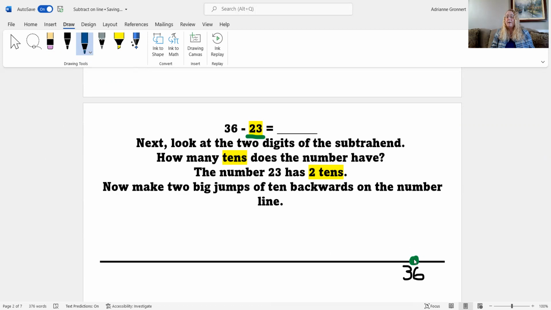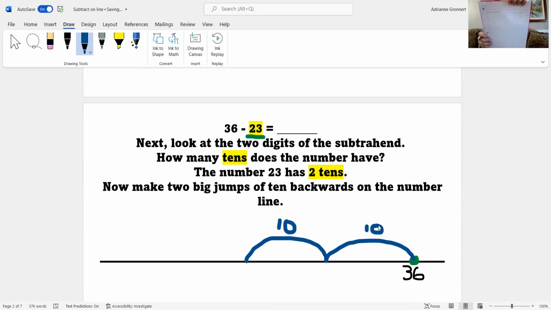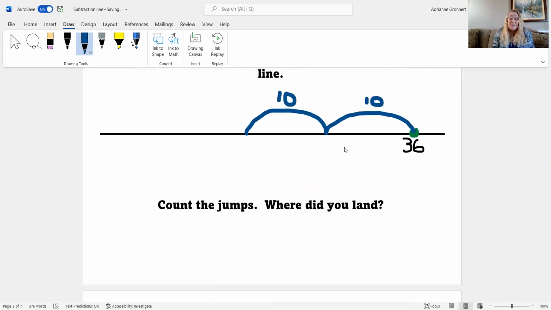Let's do that now. I'm starting at 36 and I'm going to go back 10 and 10. And I'm going to mark that so that I remember that I jumped big jumps of 10. You do that right now in your notebook. Start at 36, make 1 jump backwards of 10 and 2 jumps backwards. There we go. Okay, let's see what we do next.